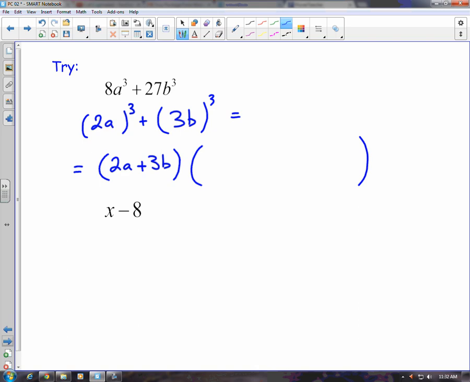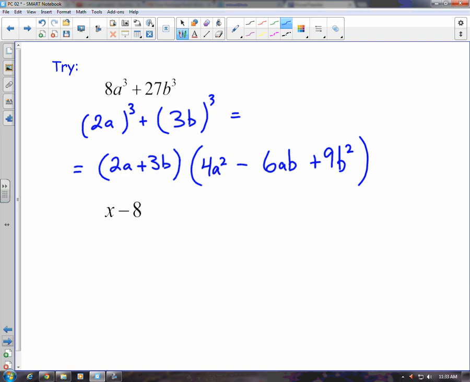In the second bracket, it's the first one squared, so 2a squared, so it's going to be 4a squared. The last one's the other square, so that's going to be 3b all squared, so it's going to be 9b squared. And then the middle is going to be the product of those two, so 2a, 3b, that's 6ab, with the opposite sign.